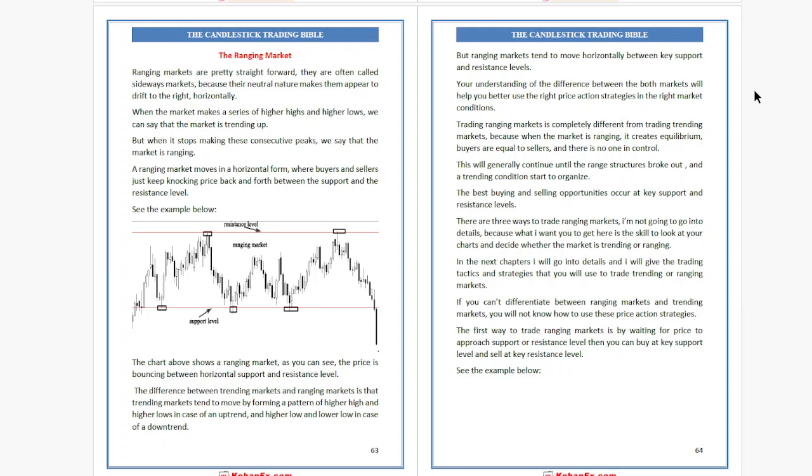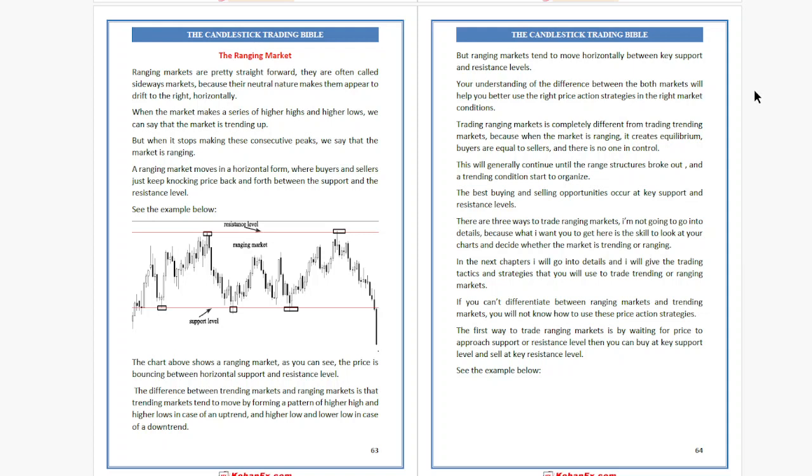The ranging market. Ranging markets are pretty straightforward. They are often called sideways markets because their neutral nature makes them appear to drift to the right horizontally. When the market makes a series of higher highs and higher lows, we can say that the market is trending up. But when it stops making those consecutive peaks, we say that the market is ranging. The ranging market moves in a horizontal form where the buyers and sellers just keep knocking price back and forth between the support and resistance level.